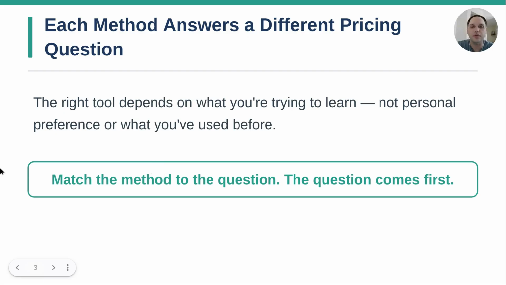Here's the principle that organizes everything in this video. Each method answers a different pricing question. That sounds obvious, but it's surprising how often teams choose a method based on familiarity or habit rather than what they actually need to know. Van Westendorp and Conjoint both involve surveys about price, but they answer completely different questions. Price Elasticity and Gabor-Granger both produce a revenue optimal price, but they get there through completely different data and logic. The right choice depends on the question, and the question always comes first.